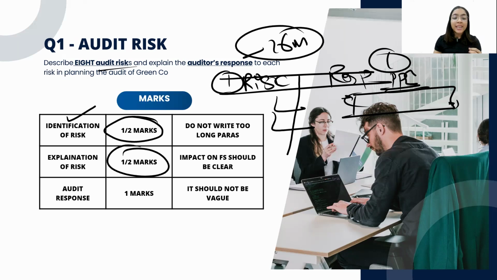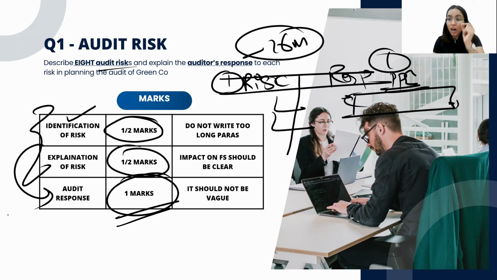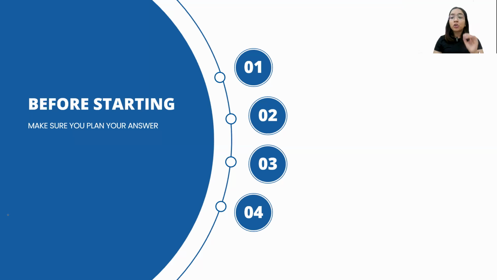Finally, coming on to the audit response, whatever risk you are identifying, the response should be according to it. It should not be a general statement. It should not be a vague response. Fine. Coming on to the risk question, how do we start it?